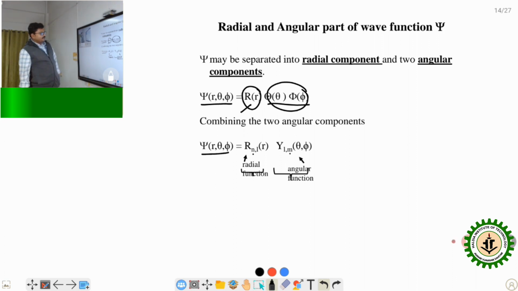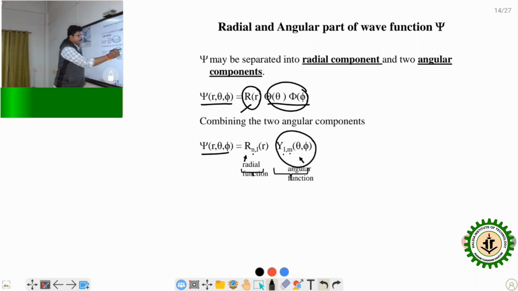whereas the angular part depends on the azimuthal quantum number and the magnetic quantum number. Now this angular part determines the shape and the orientation of the orbitals, and this magnetic quantum number also gives you the information about the different subshells present in the p or the d orbitals.